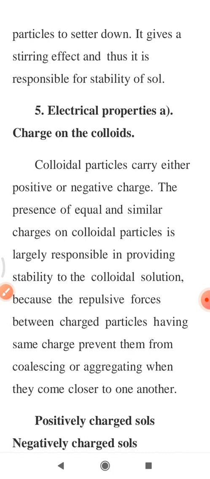Next one, electrical properties. So, charge on the colloids. Colloidal particles always carry either a positive charge or a negative charge. The presence of equal or similar charges on the colloidal particles is largely responsible for providing stability to the colloidal solution, because there will be a repulsive force between the charged particles having the same charge, preventing them from coming close to each other and aggregating. So, equal charges, as we know, always repel each other.